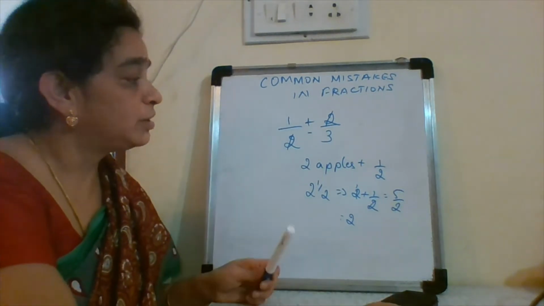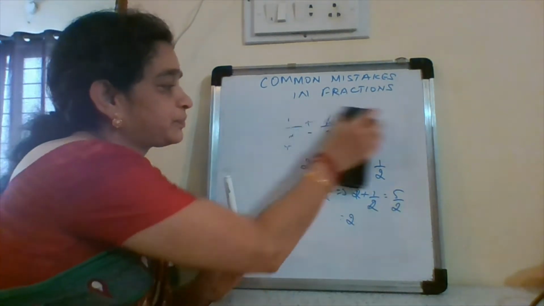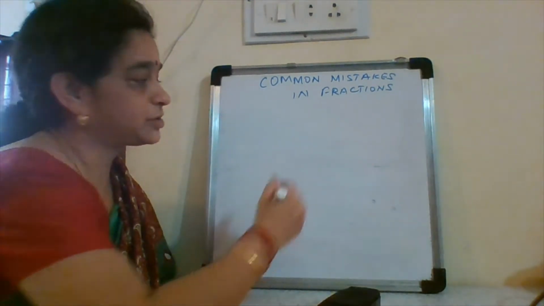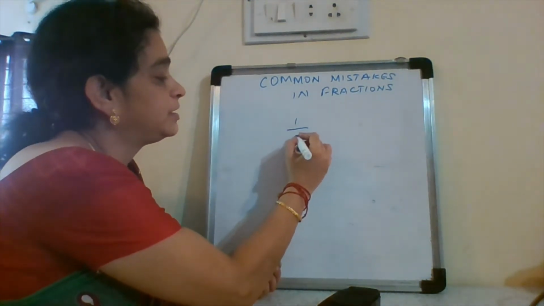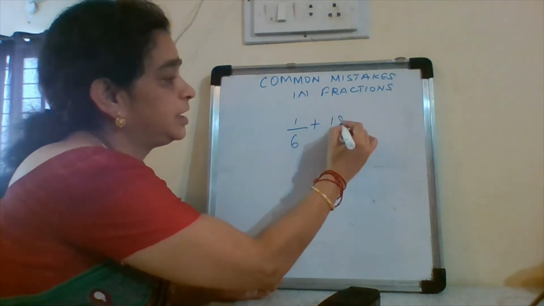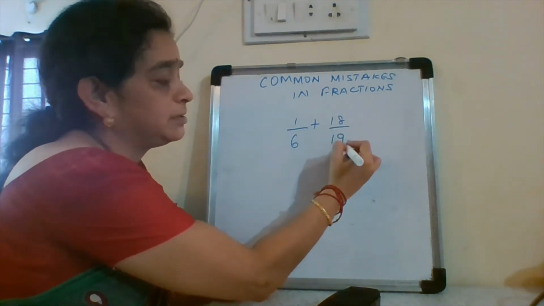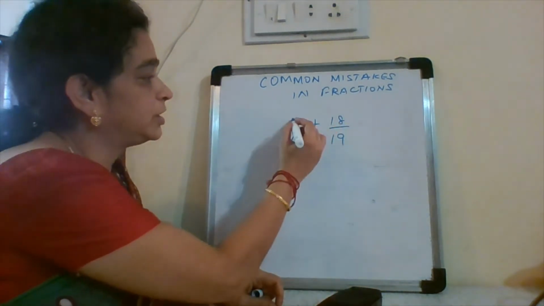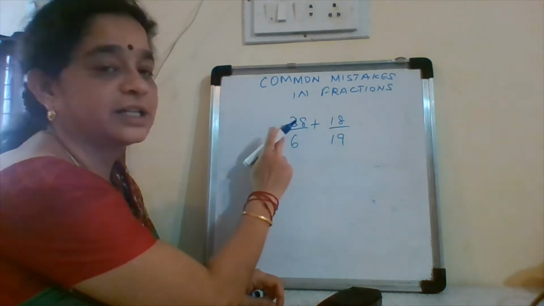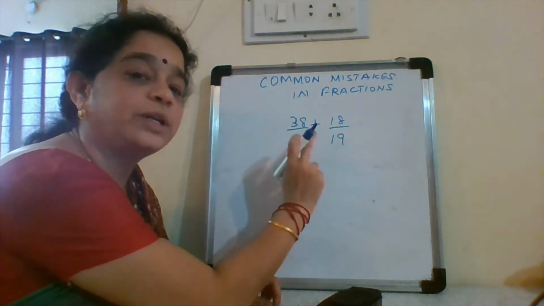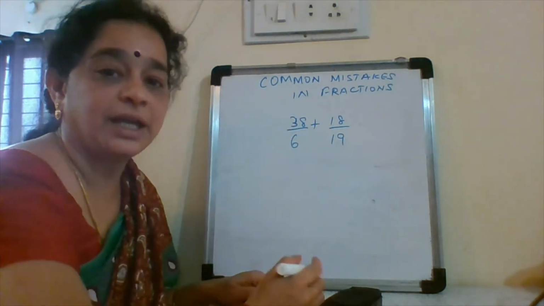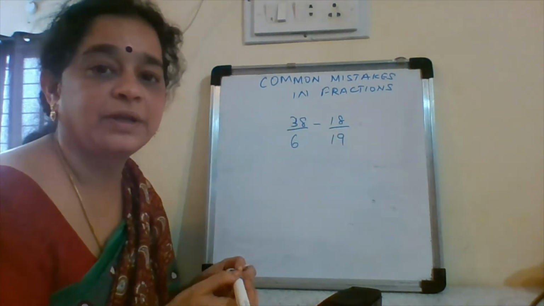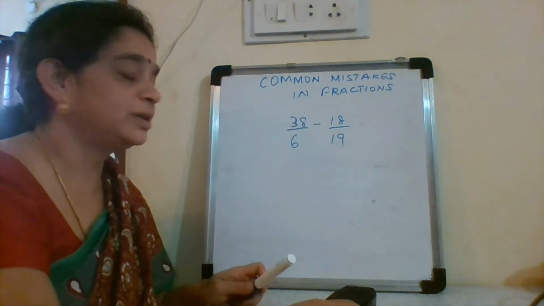So this is wrong, which means that when you are doing addition or subtraction of fractions, say 1 by 6 plus 18 by 19, you cannot cancel 6 and 18, or here if you have 38, you cannot cancel 19 and 38. The only way to solve it is to take the LCM, whether it's a plus or a minus. This is one of the very common mistakes.